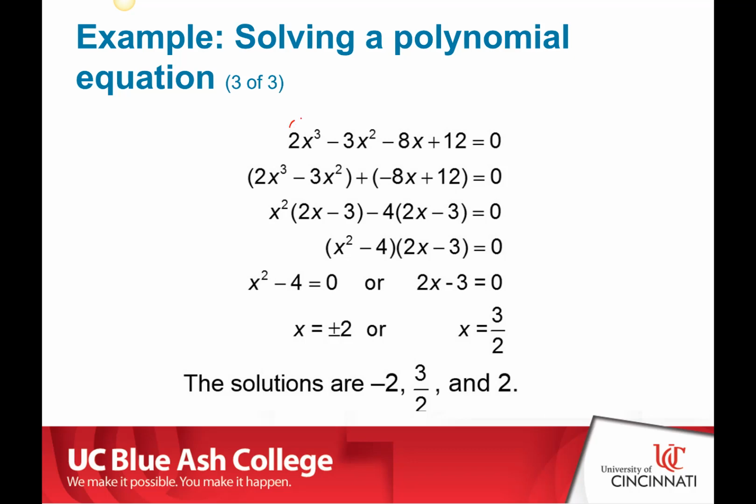We can, with these first 2, rewrite this as x squared times 2x minus 3. The second 2 each have a factor of 4 in them. We could factor out the 4. If we factor the 4 out of here, you can get a positive 2x. Factor the 4 out of here, you're going to get a negative 3.